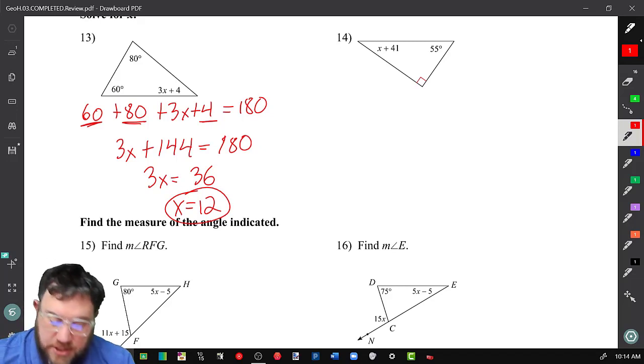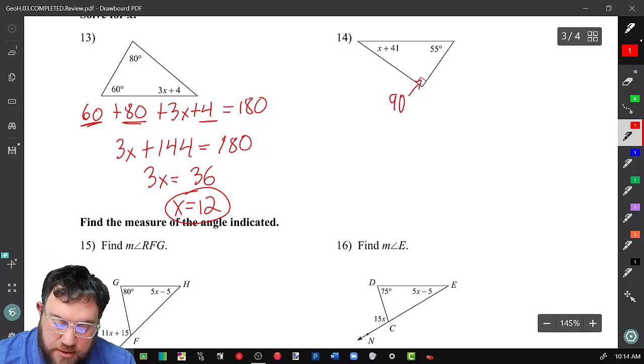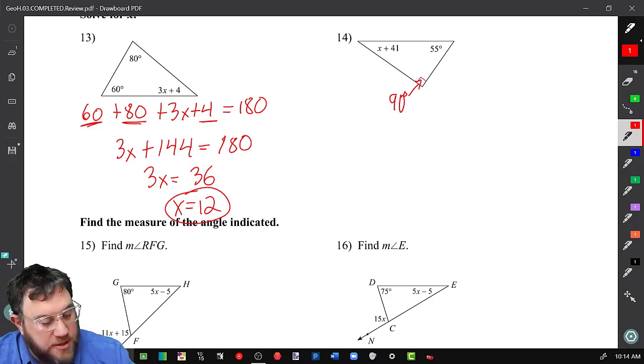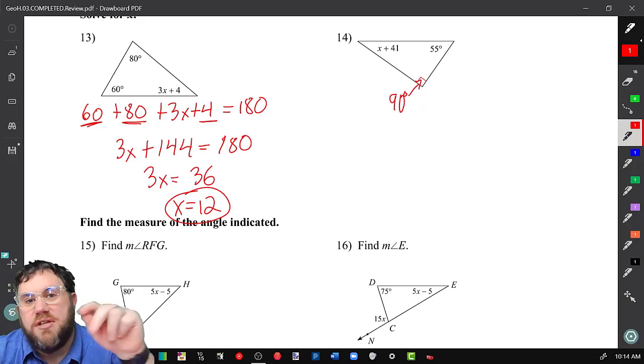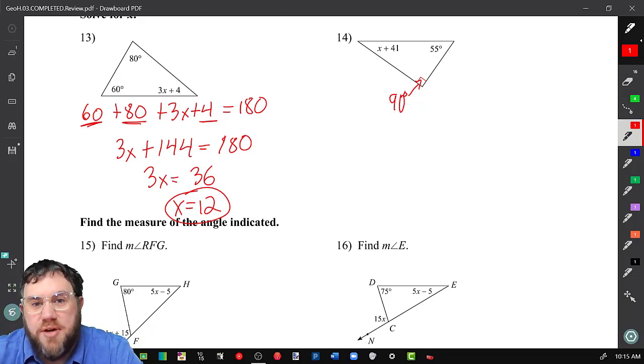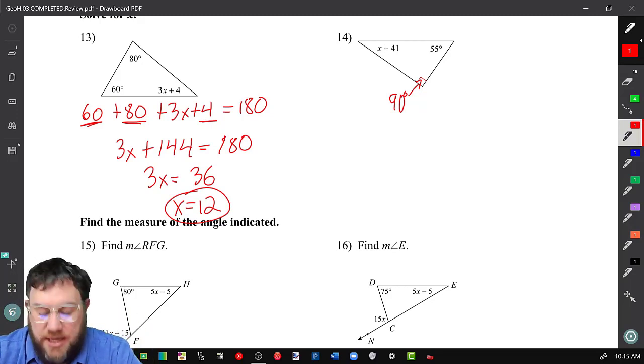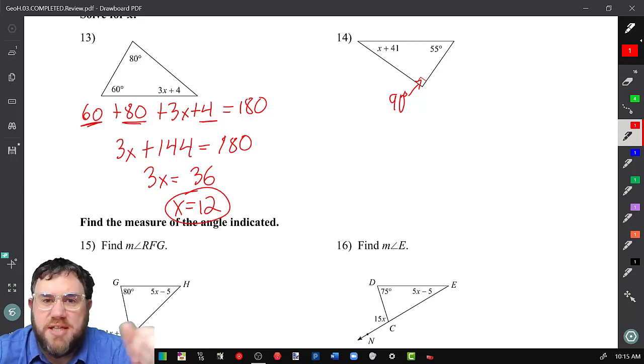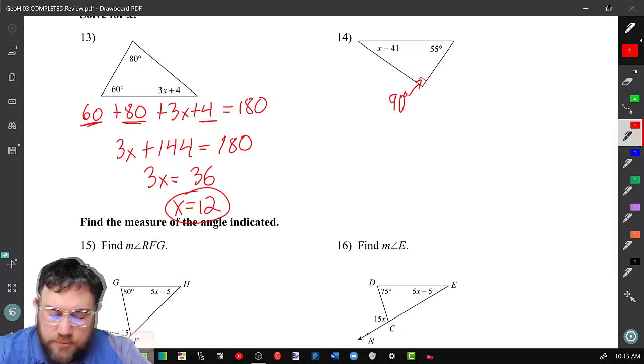In number 14, remember, this is 90 degrees. That's what that box means. But we also know that if we have the two acute angles of a right triangle, they have to add up to 90. So there's actually two ways you could set this up. You'd get the same thing either way.